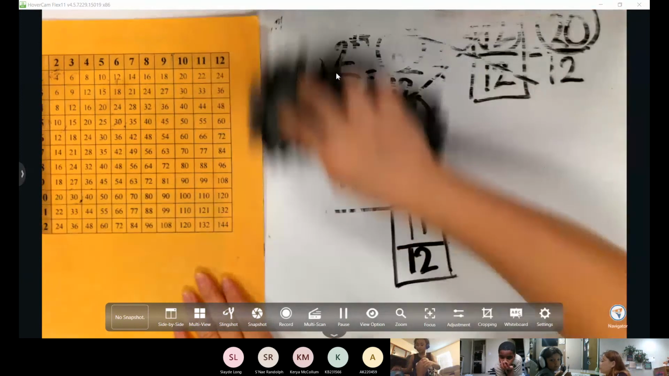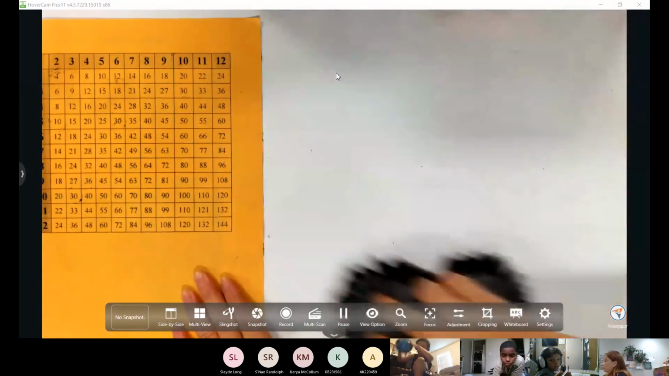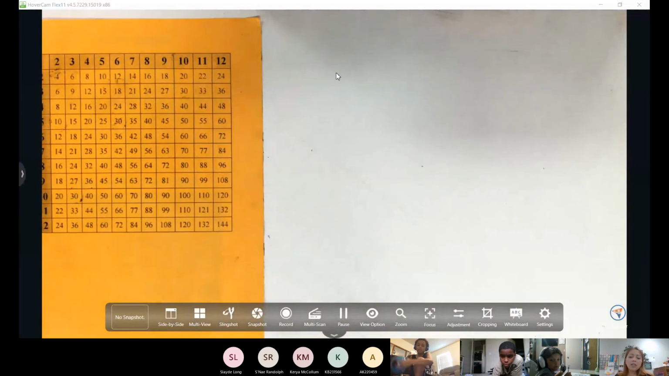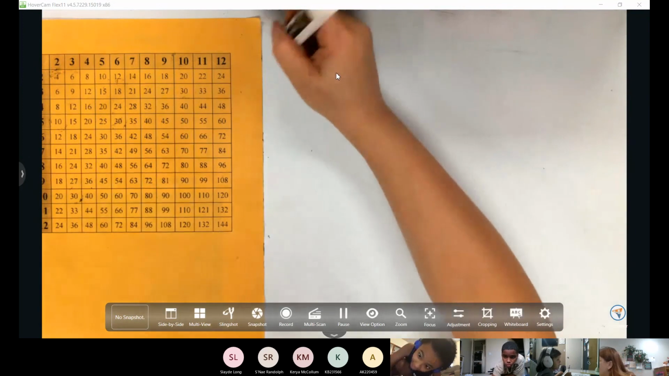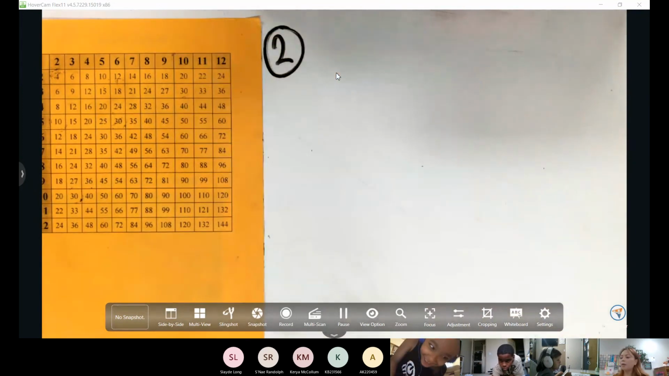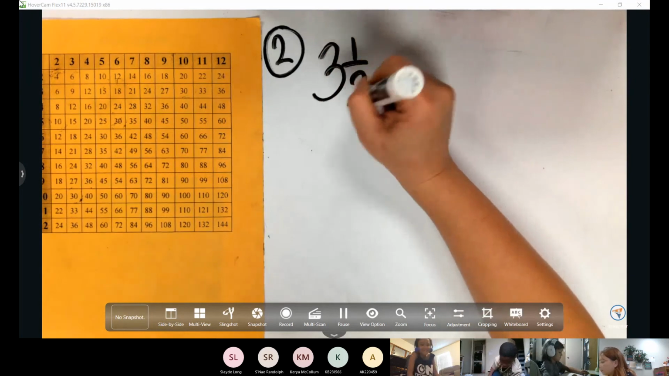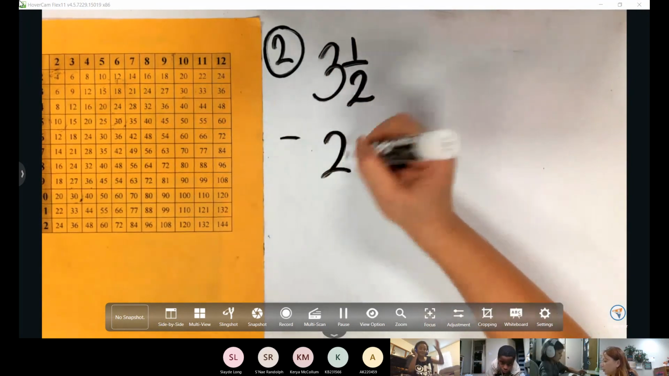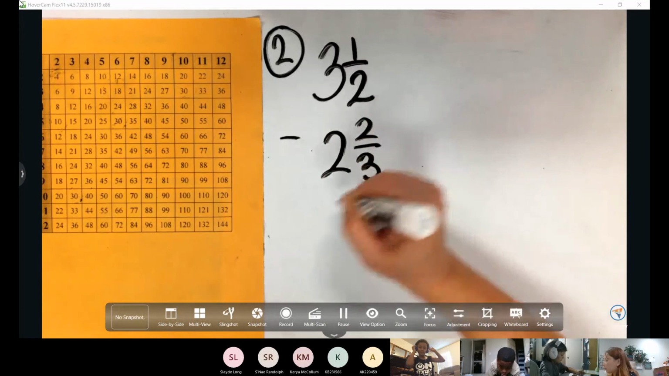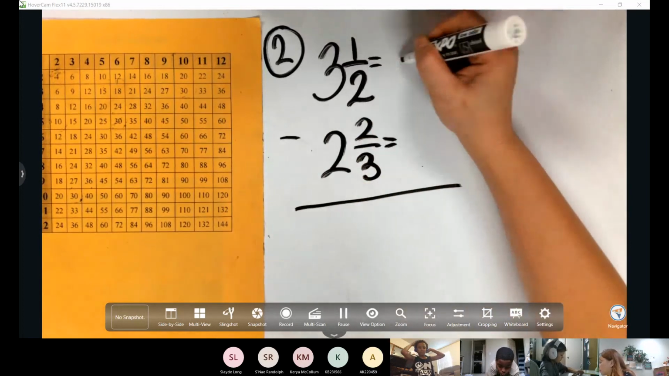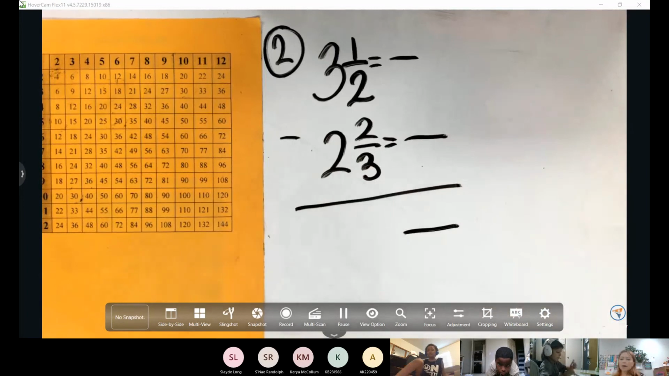Okay, here's our number 2. A lot of it right now, because this is so new to you, you may not get it all, and it's okay. As you work with it a little bit more, you get more familiar with it. Okay, next problem. Number 2, we have 3/5 minus 2 and 2/3. I always set up my fractions problem like that.